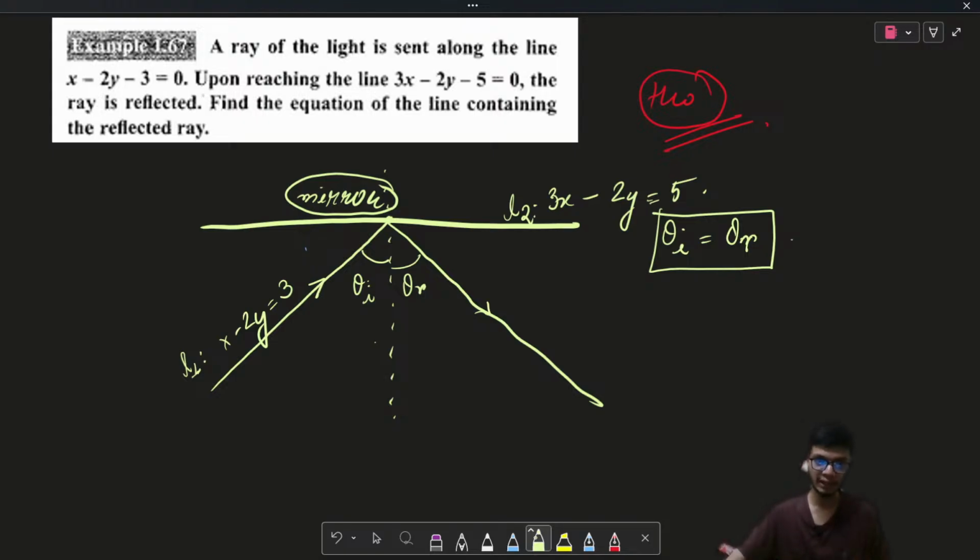So from the problem, it is very clear that if I am able to find the slope of the first line, or the incident line, so let me call the slope of the incident line mi, okay, and the slope of the reflected line be mr. Okay, this is the slope of the reflected line.